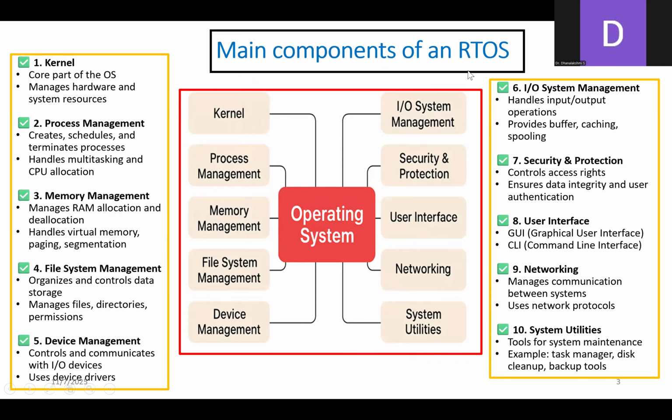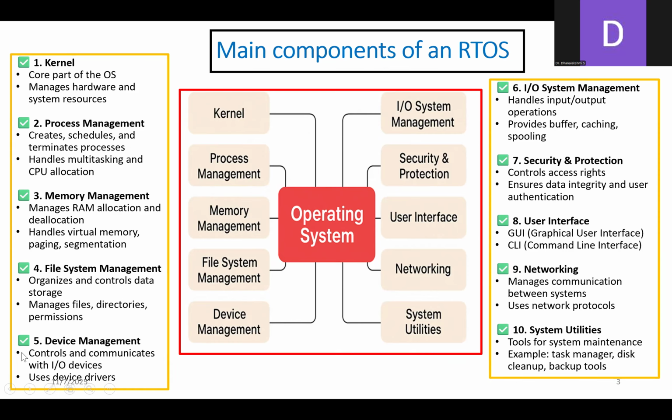Coming to the main components of an operating system, we have the kernel, which is nothing but the core part of the OS. It manages hardware and system resources. Process management creates, schedules, and terminates processes. It handles multitasking and CPU allocation. Memory management handles RAM allocation and deallocation. It handles virtual memory, paging, and segmentation in the case of general purpose OS. File system management organizes and controls data storage. It manages files, directories, and permissions.